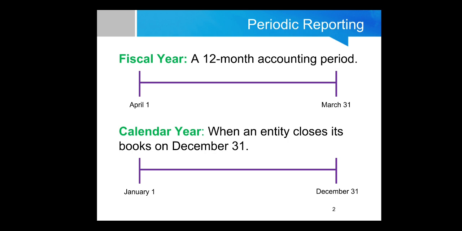If the business started on 1st of January, then the business has to close its account on 31st of December. But if, let's say, the business started on 1st of April, then the business has to close its account on 31st of March the next year. So it must be a 1 year period.